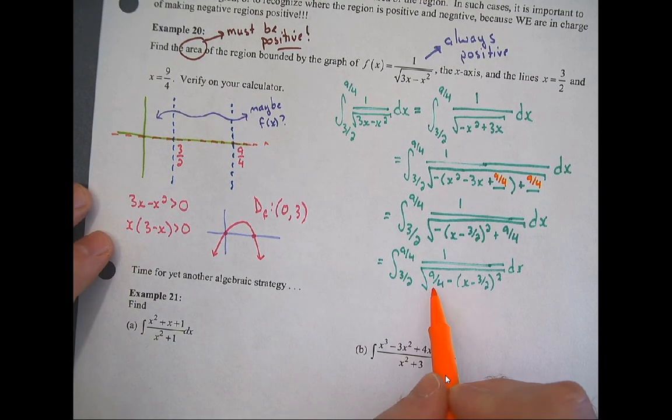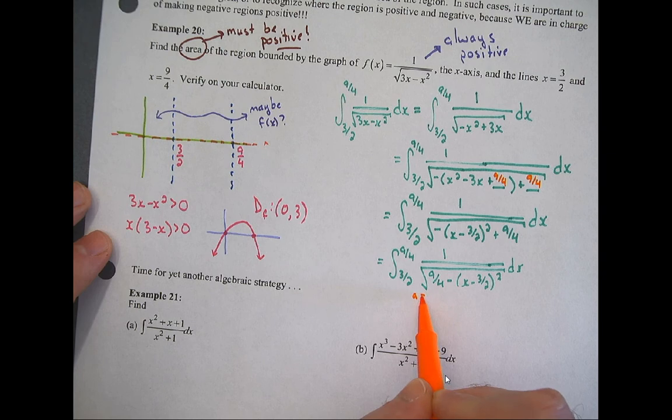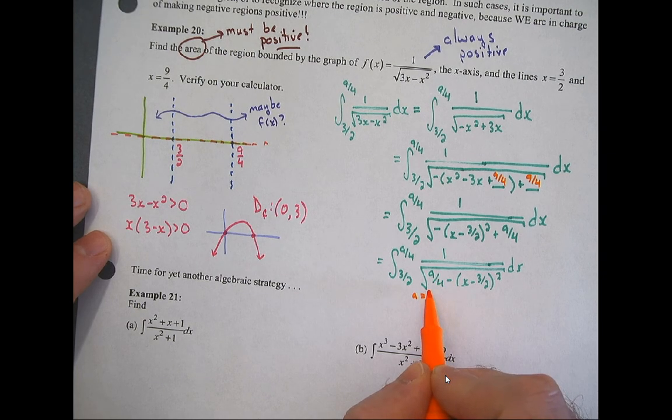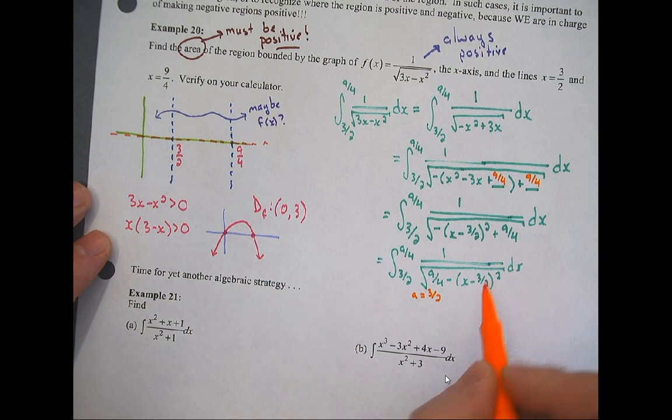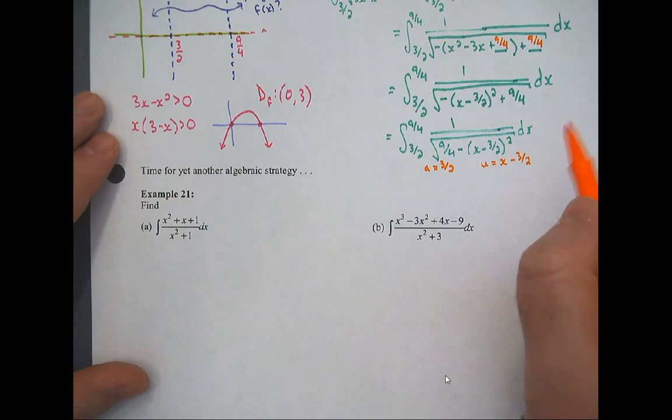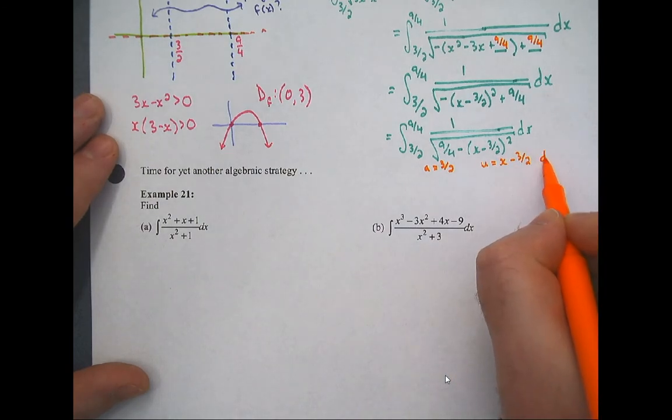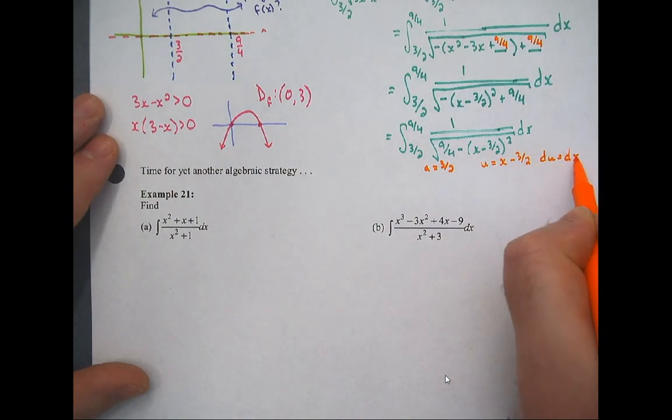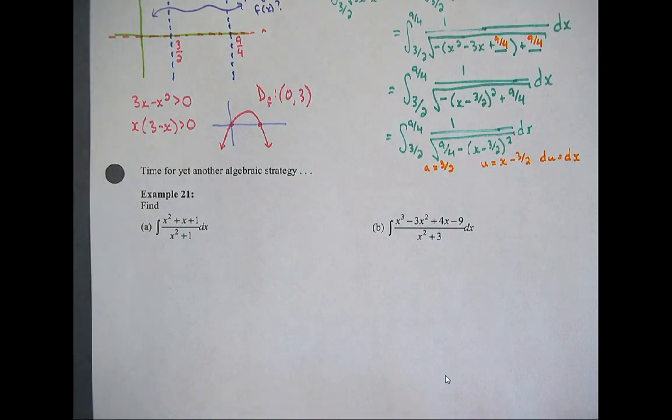So a would have to be the square root of this, which would be 3/2. U is x minus 3/2. That's the thing that's getting squared there. And then when I find du, that's just dx. So life is good. I don't have to try to find any, what do we call them? Corrections. I don't have to make any corrections. So let's integrate this thing.